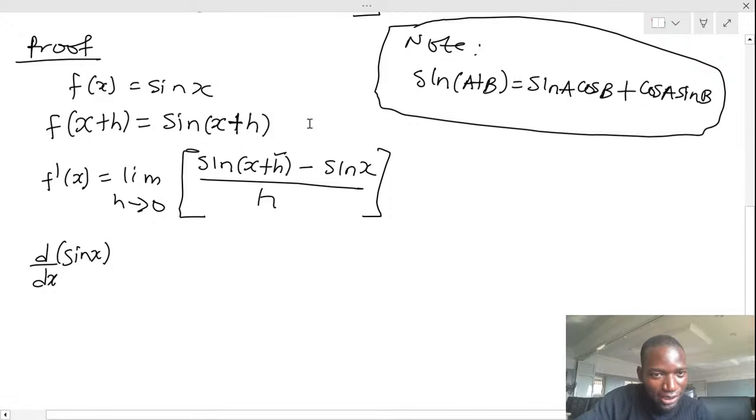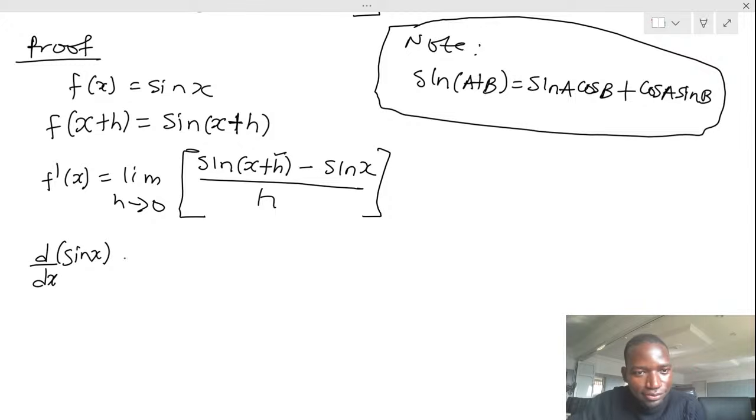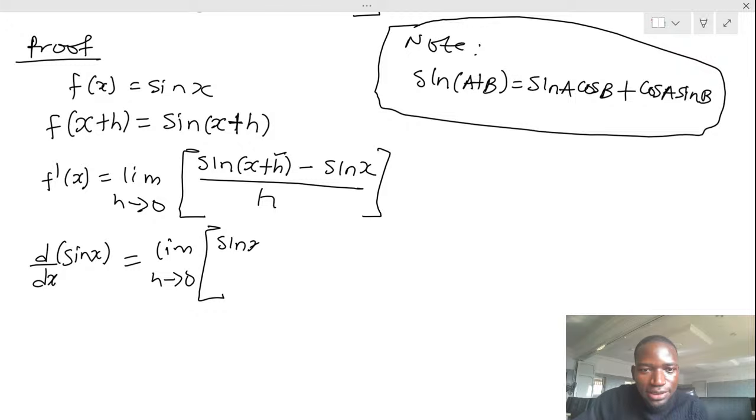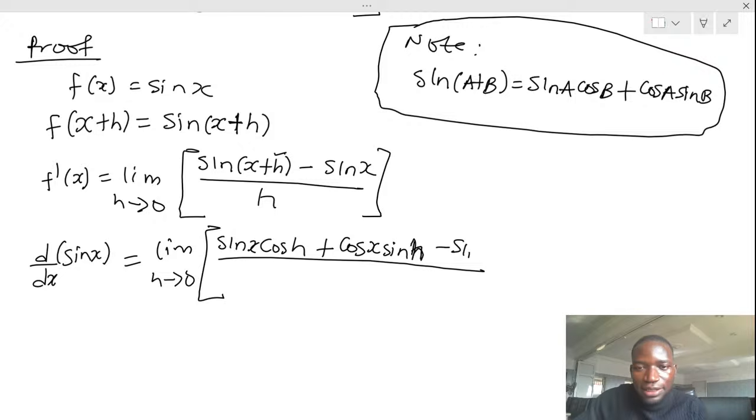Right? You can write it like that. Don't get confused. So that will be limit h tends to 0. Applying that, sine x plus h. Using this one, sine a plus b will give us what? Sine x cos h plus cos x sine h, minus sine x. Everything divided by h.